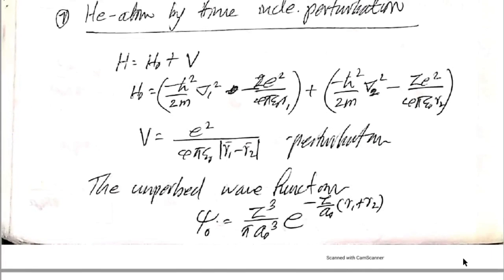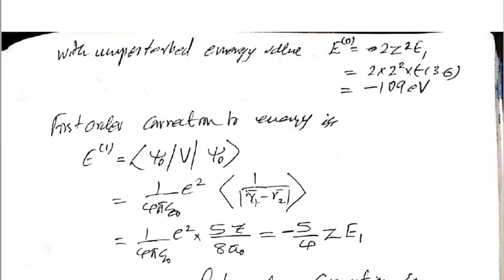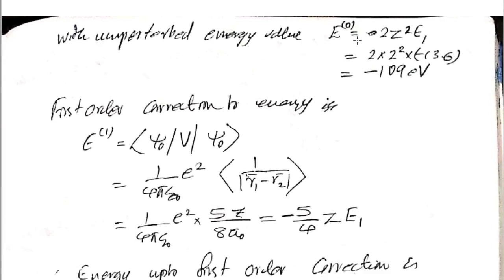Now the same problem can also be done by using time independent perturbation theory. Here in the time independent perturbation theory, we will treat the Hamiltonian of the two independent electrons as the main Hamiltonian and the electron-electron interaction as the perturbation. So the unperturbed wave function will be the wave function of the hydrogen-like atom, psi 0. So with respect to the unperturbed wave function, the energy E0 will be equal to 2Z² E1, that is equal to minus 109 electron volt, as already we have discussed.